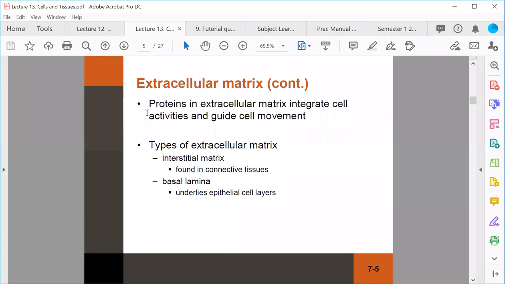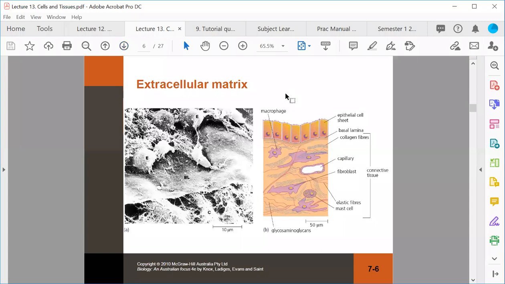Okay, the proteins found within the extracellular matrix integrate cell activities and guide cell movements, but that's not something we'll talk about today. There are two major types of ECM. One is called the interstitial matrix, which is found in connective tissues, and the other is called the basal lamina, which tends to be found under epithelial cell layers. We'll have a look at that on this slide here.